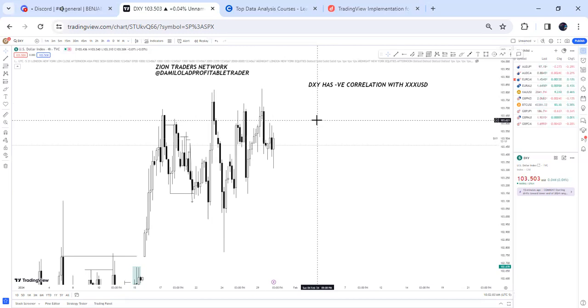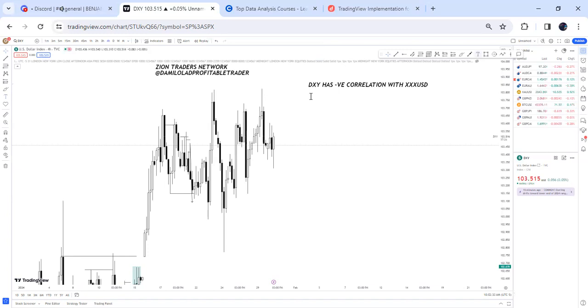But if I say that they have a positive correlation, it means that if the DXY is bullish, that particular pair would also be bullish. Okay, so the DXY has a negative correlation with XXXUSD, the EURUSD, the GBPUSD, the AUDUSD, the NZDUSD. All right, so if the DXY is bullish, then EU is going to be bearish.